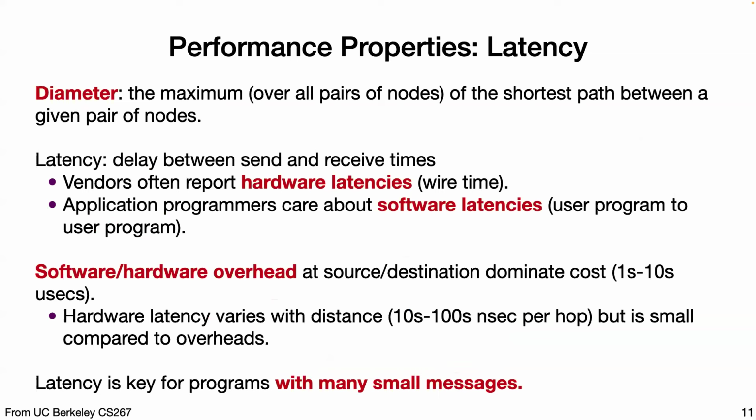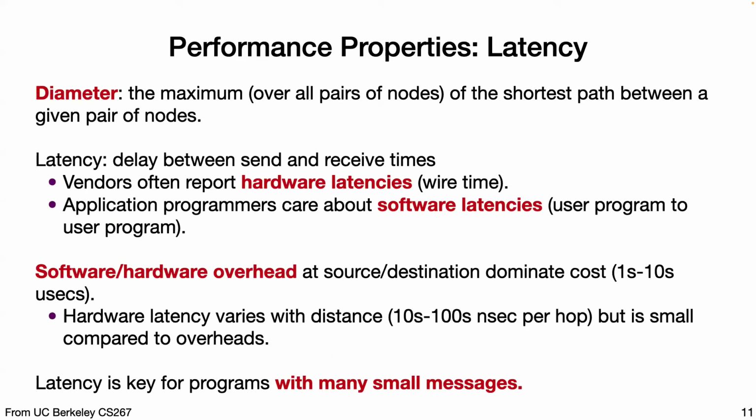Relating to latency, the latency between any two nodes in the overall network is bounded above by, or related to, the diameter. If you think of your network as a graph, the diameter is the maximum path length between any two nodes. It's just a property of graphs. Of course, if you have to send between two very far nodes, then you have to send at least through the links that connect them through the shortest path. And latency is the delay, again, between the send and receive times.